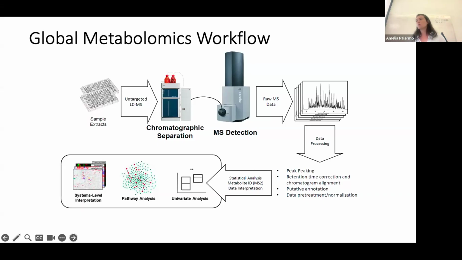Putative annotation. So from these data sets, we extract the data, we extract the peaks, and we make them comparable across different samples by aligning and comparing retention times. That gives us a list of m/z values, mass over charge values, a retention time for each one of those molecules, and abundances across the different samples.